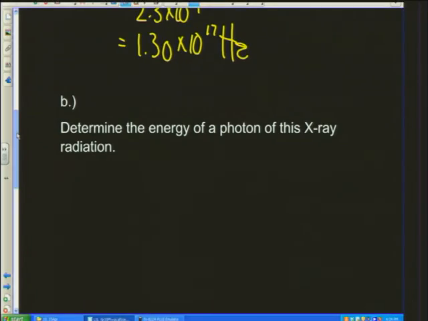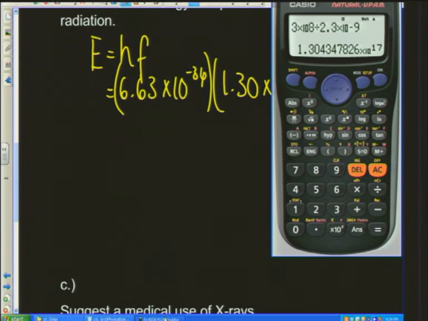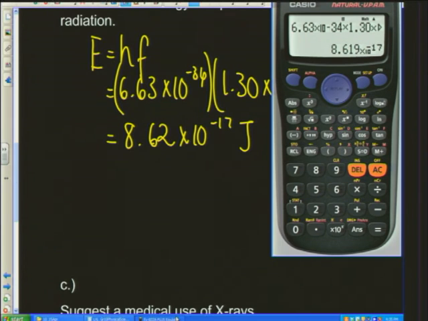Determine the energy of a photon of this X-ray radiation. Well, once again, E is equal to h times frequency. That was 6.63 times 10 to the negative 34. Multiply that by my answer previously, 1.30 times 10 to the 17, and I can get my answer. Calculator, 6.63 times 10 to the negative 34, multiply that by 1.30 times 10 to the 17 equals, and we get our answer here as 8.62 times 10 to the negative 17, and it would be joules. Check it quickly. 8.62 times 10 to the negative 17 joules. Good.